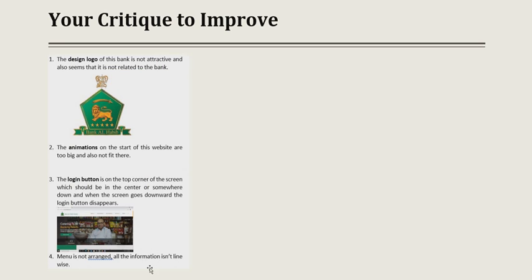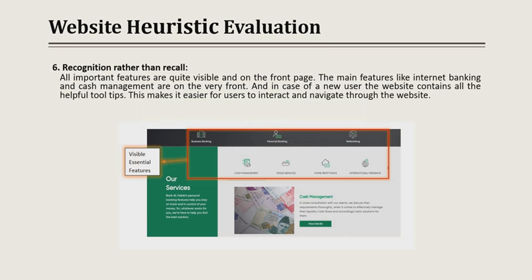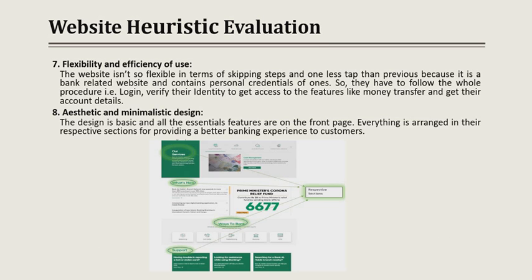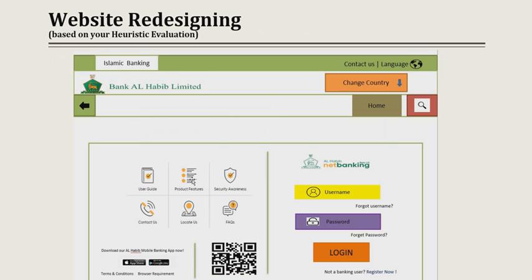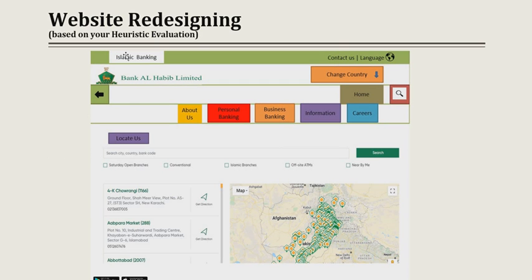And the menu is not arranged and the information is not ordered line-wise. As you can see, the website is in landscape mode, in which the customer has to face many difficulties. In landscape, he has to swipe up, down, right or left. So we arranged it into portrait mode like this, so the user has easy access to the menus. Okay, so that's all from our side. Thank you.